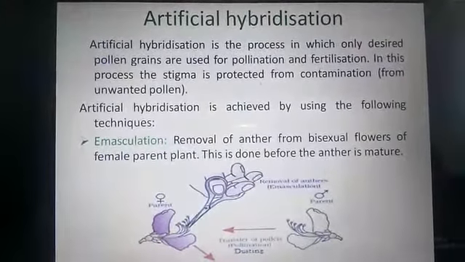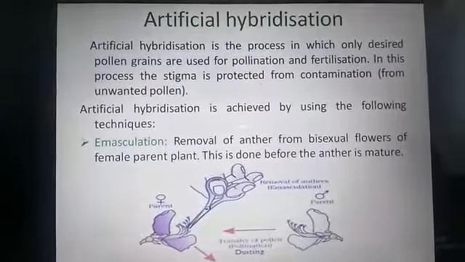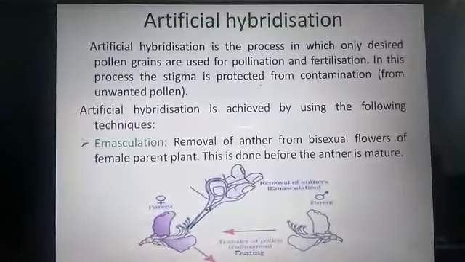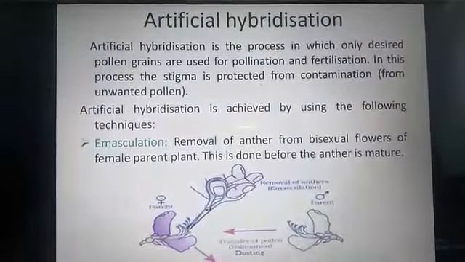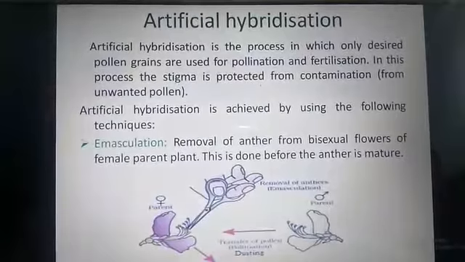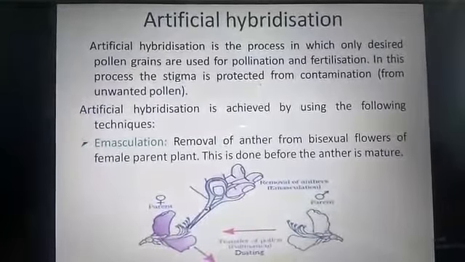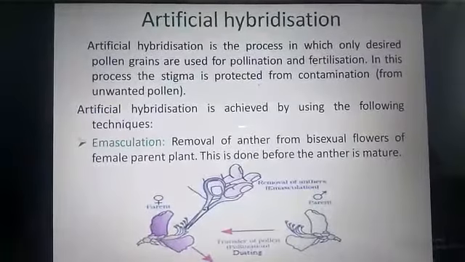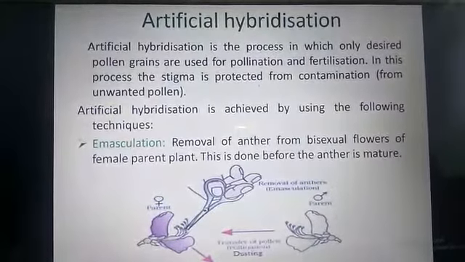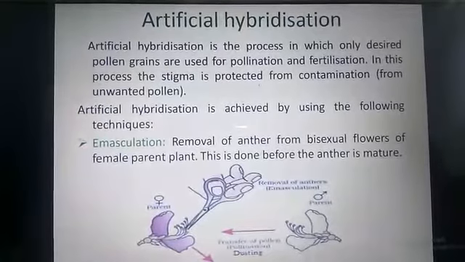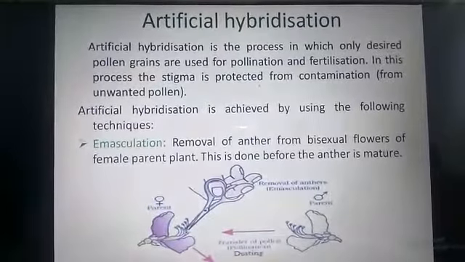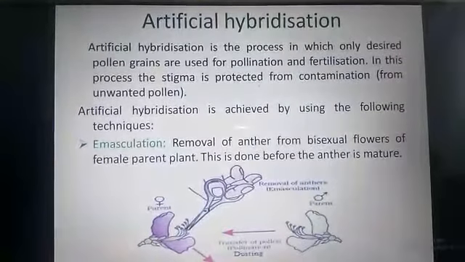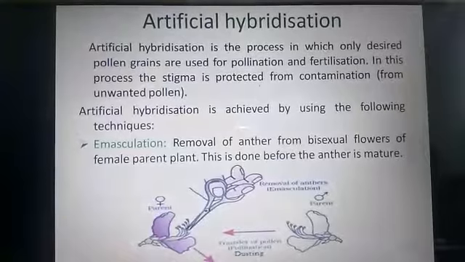And this is done under the influence of man, therefore it is called artificial hybridization. In this process, the stigma is protected from contamination, that is from unwanted pollen grains. Artificial hybridization is achieved by using the following techniques. The first one is emasculation. What is emasculation? Emasculation refers to the removal of anther from bisexual flowers of the female parent plant.